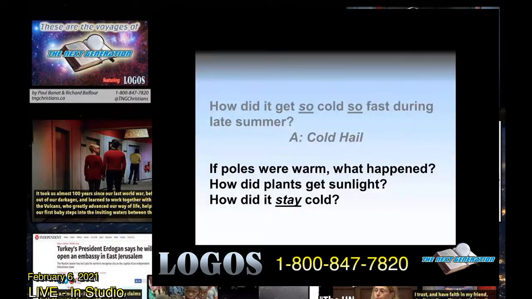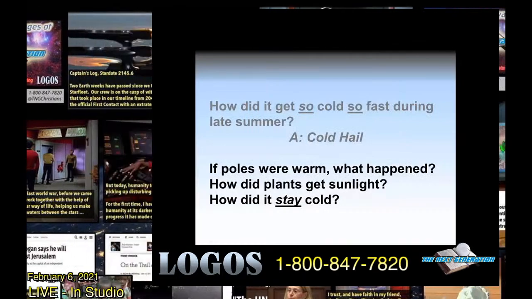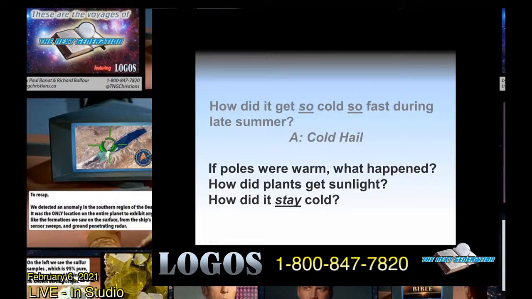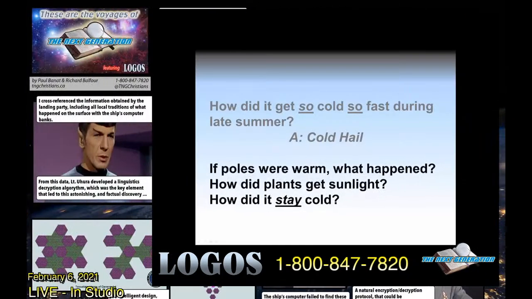So cold hail can explain the extreme cold, but what about the next summer and the years to follow? How did these remains stay frozen when the region appears to have been a warm, temperate to tropical zone? What about the last three questions? Hydroplate theory offers one simple answer for all three questions: the big roll.